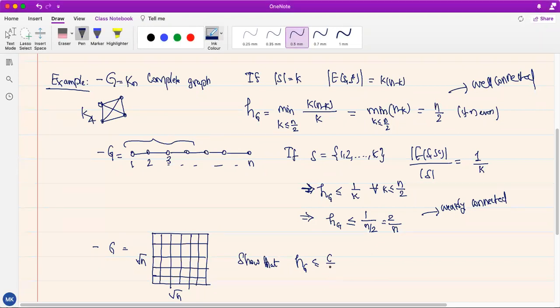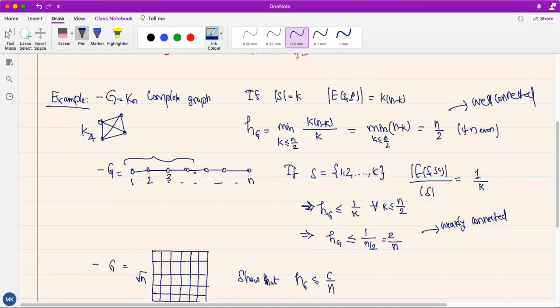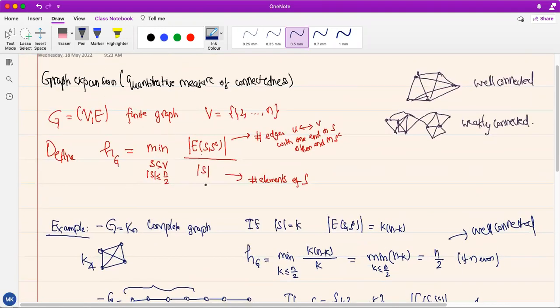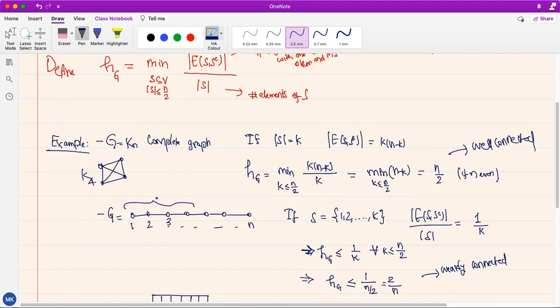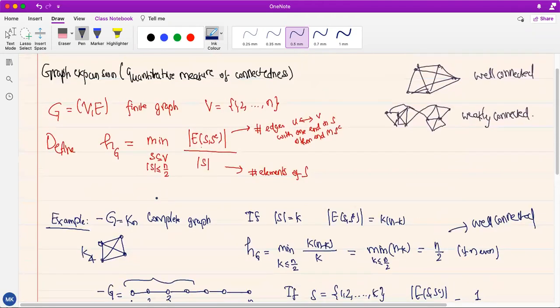Okay, so you show that here also H is bounded by a constant over N. In this definition of weakly connected, you said if we remove a vertex, it may become a disconnected graph. So are we comparing with the complete graph, saying that in a complete graph we need to remove more vertices so that it will become disconnected? Yeah. So in a way, that could also have been a measure of well connectedness: how many edges do I need to cut so that it becomes disconnected. That can also be a good measure, but this is a much deeper and better notion somehow.